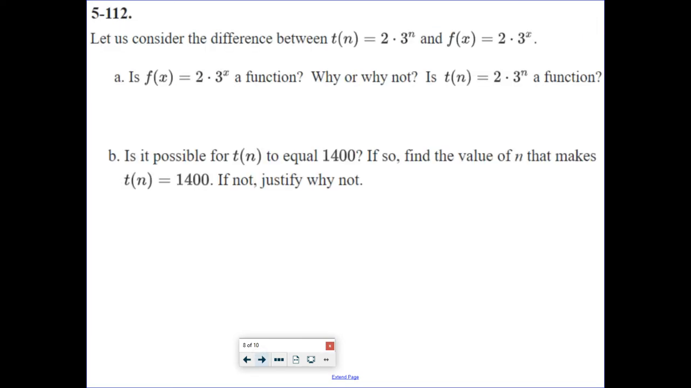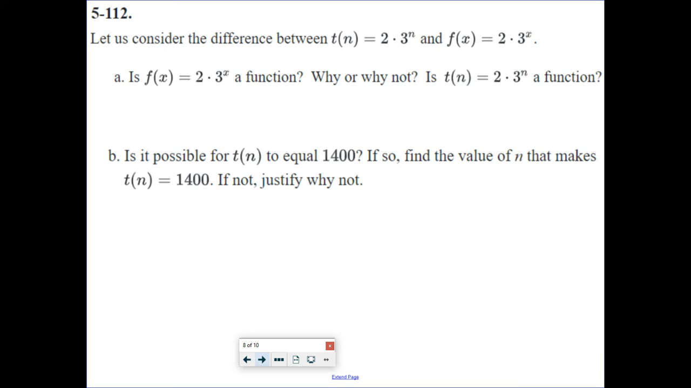Next problem, 5112. Let us consider the differences between T of n equals 2 times 3 to the power of n, and f of x equals 2 times 3 to the power of x. And you're like, what on earth is this? Well, yeah, it's a hint. If we did arithmetic sequences before, this is probably geometric, right? This is a geometric situation. Now, is f of x equals 2 times 3 to the power of x a function? Why or why not? Is T of n equals 2 times 3 to the power of n plus 1 a function?